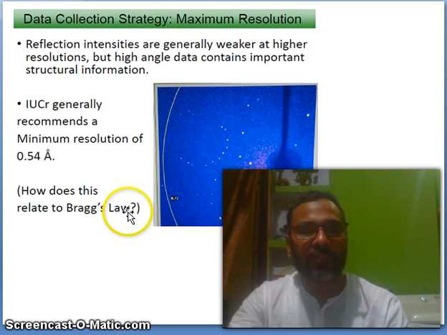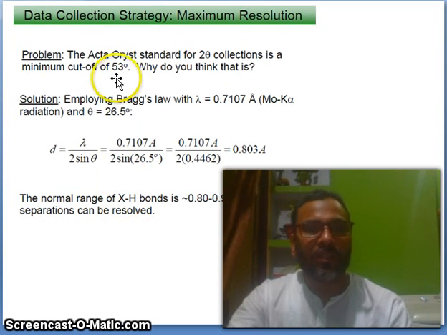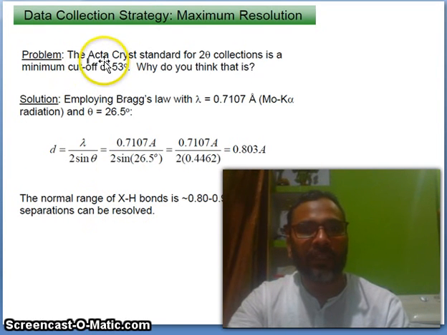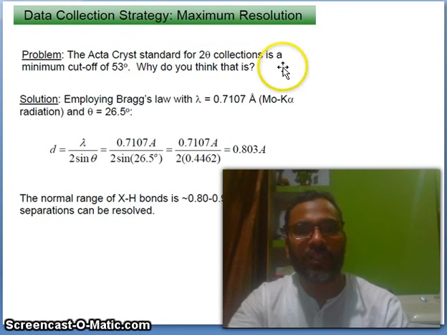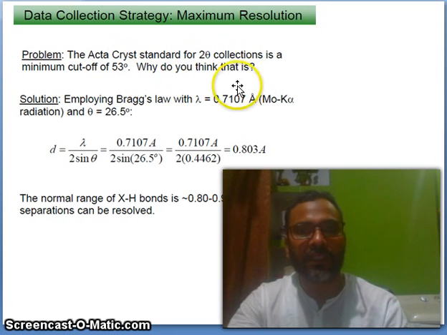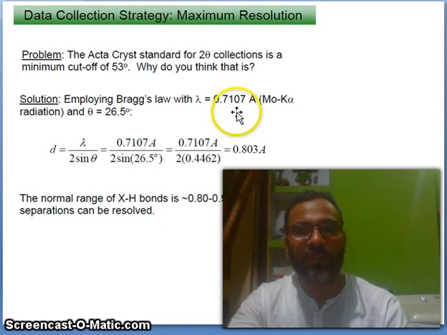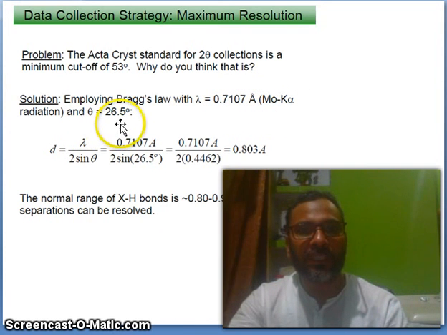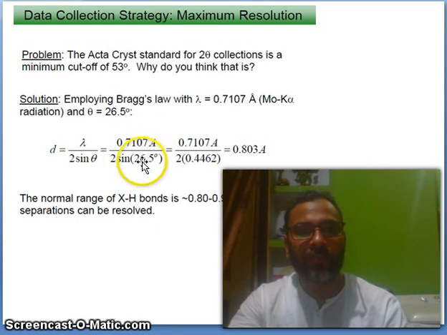How does this relate to Bragg's law? The Acta Crystallographica standard for 2 theta collection is a minimum cutoff of 53 degrees. Why do you think that is? Solution: apply Bragg's law with lambda equal to 0.7107 angstrom, molybdenum K alpha radiation, and theta equal to 26.5 degrees. So d equals lambda over 2 sin theta, with lambda 0.7107 angstrom and theta 26.5 degrees.